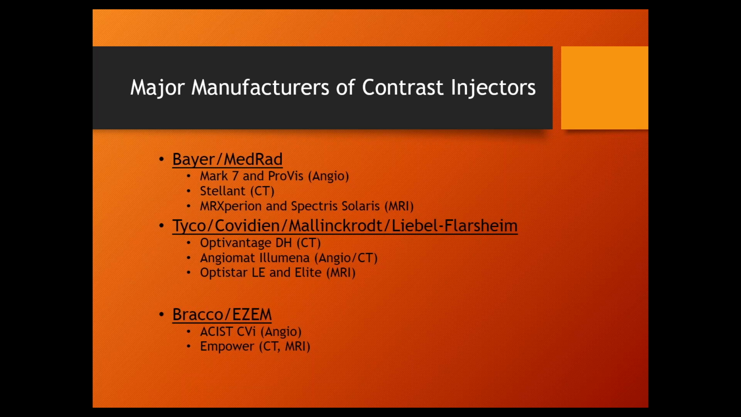And then third, but making a rapid ascent, is a company called Bracco. They make the ACIST and the Empower injectors. They're the ones that make that ACIST injector that I said is the weird one. Their Empower injectors, the Empower CTs and MRIs, they're normal injectors. I don't know why they just went crazy with their angio injector. Excellent injectors as well, very good injectors, but any Bracco people in here? Okay.